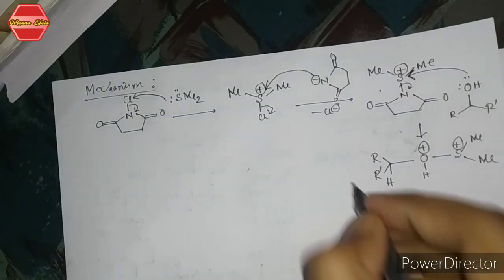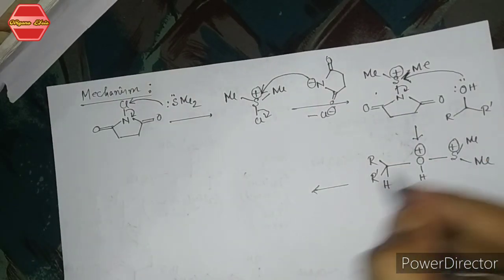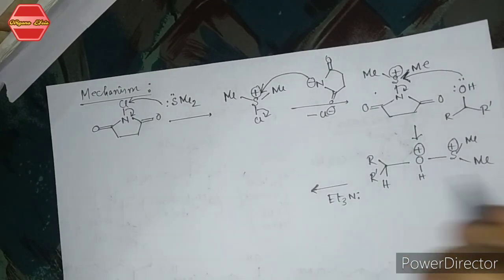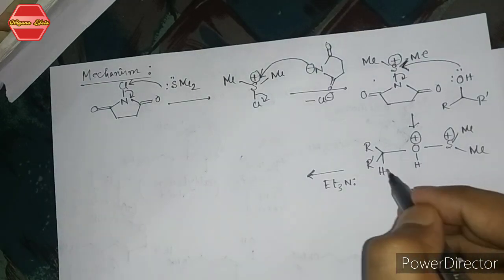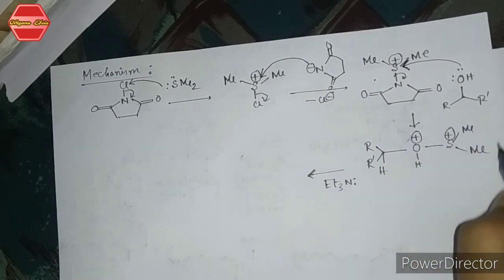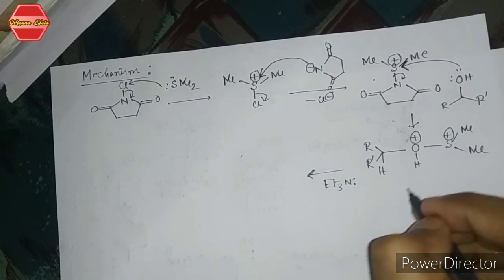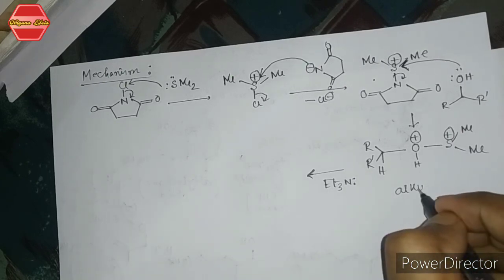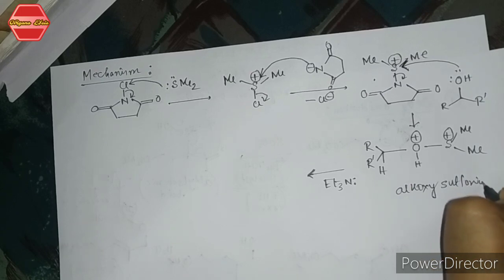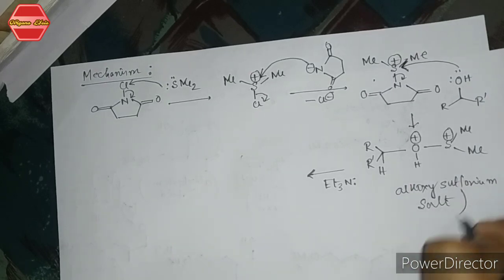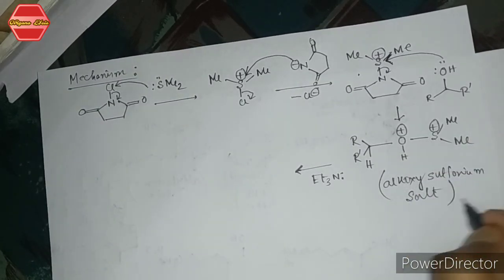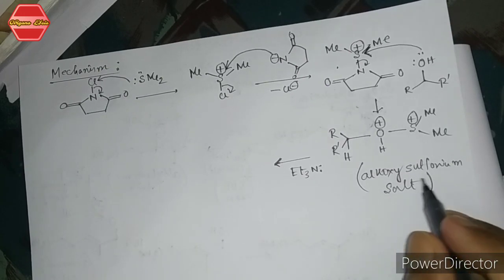Now see, you have to put a base. Now here is the role of the base. Okay, now this nitrogen has a lone pair of electrons. Okay, I missed something here. This type of compound is named an alkoxy sulfonium salt. This overall compound is called an alkoxy sulfonium salt, this is the alkoxy bond and the sulfonium is here.